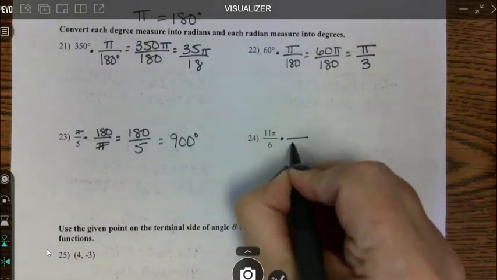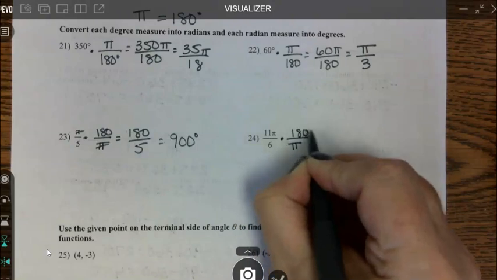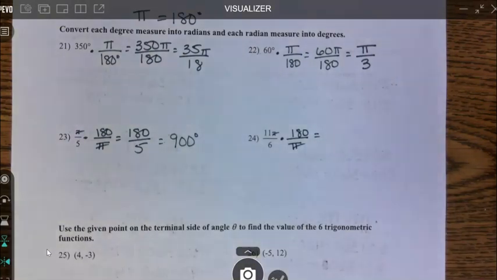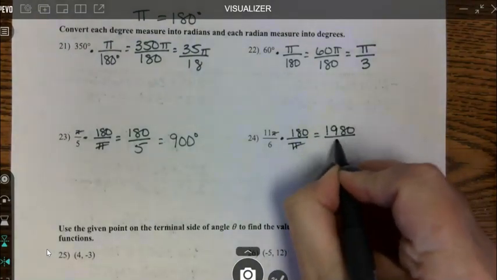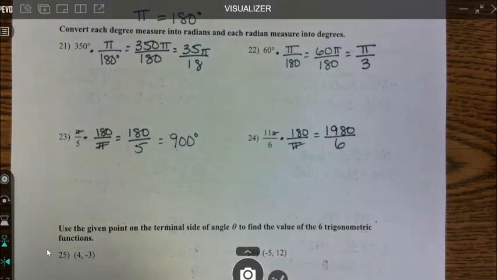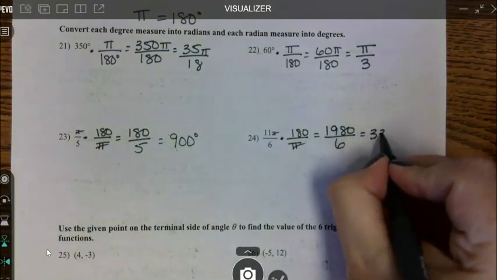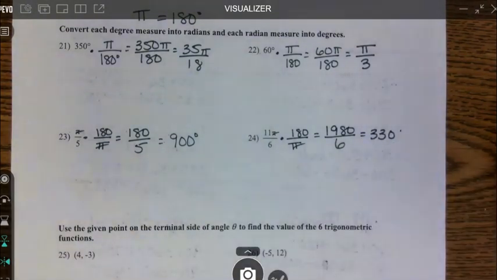Again, pi on top, so I need a pi on bottom. The pi's cancel, so 11 times 180 is 1980 divided by 6. And that's going to be 330 degrees. Okay, and so we are done with that.